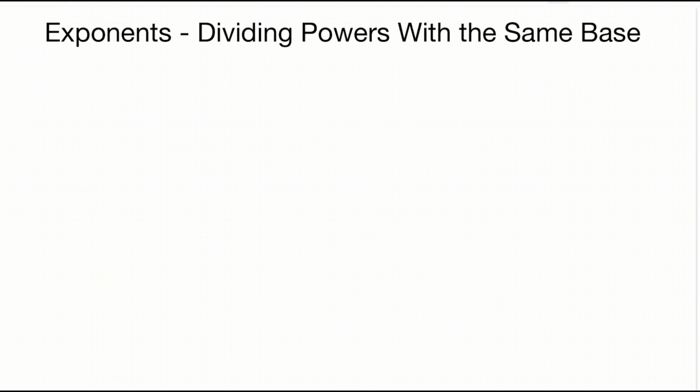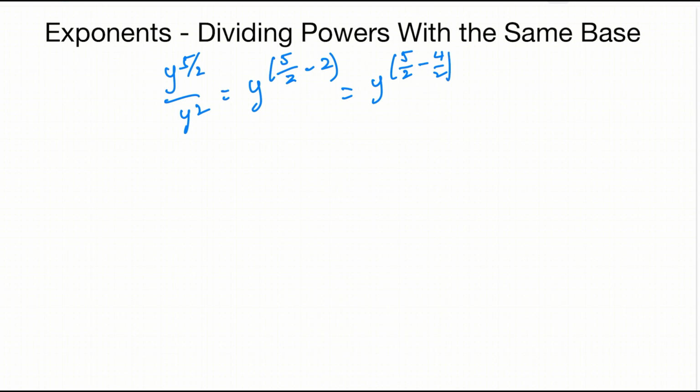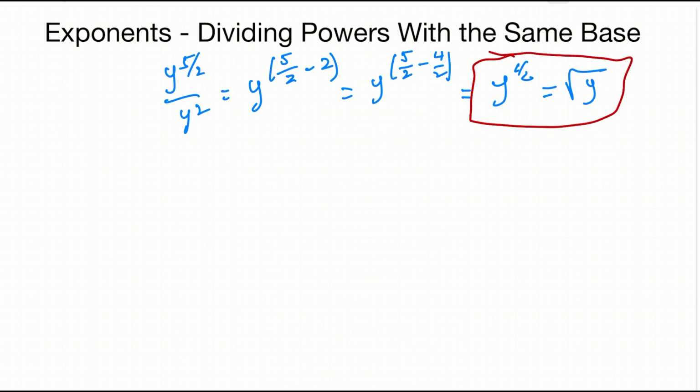Now let's look at a couple more examples. y to the 5 halves divided by y squared is equal to y, and then we take the difference of the two powers, 5 halves minus 2. Now we can write 2 in the form 4 over 2. We're getting a common denominator, so we can subtract the fractions. So 5 halves minus 4 halves is equal to y to the 1 half. And we know y to the 1 half is just the square root of y. So there's our answer to that example.